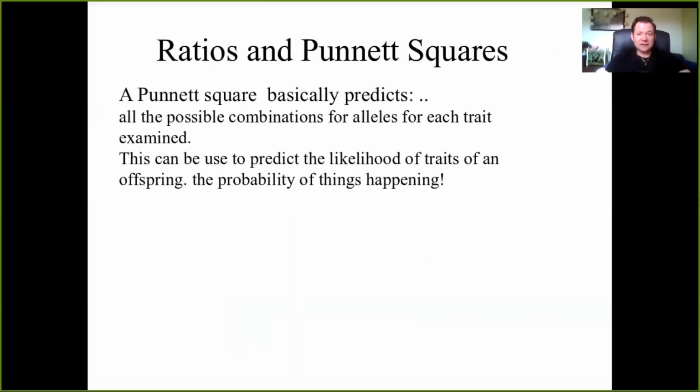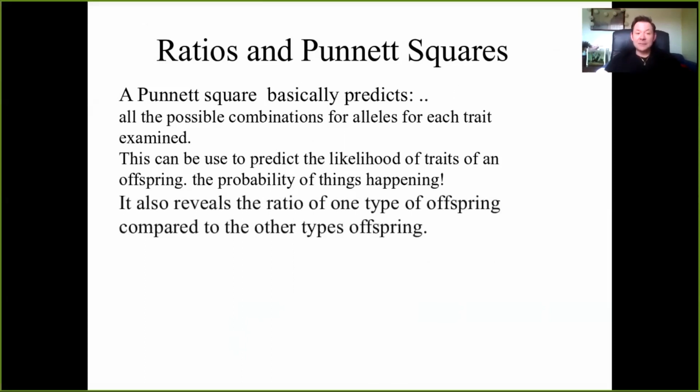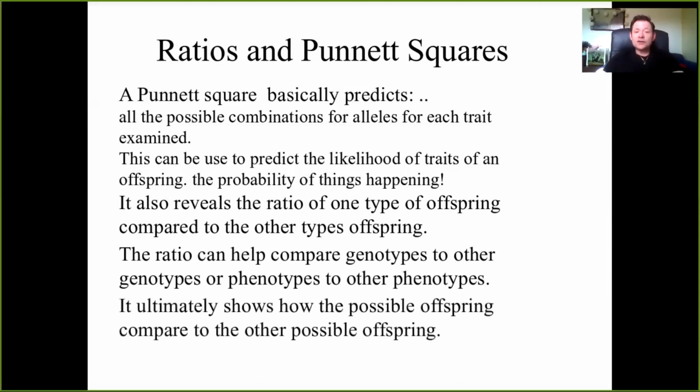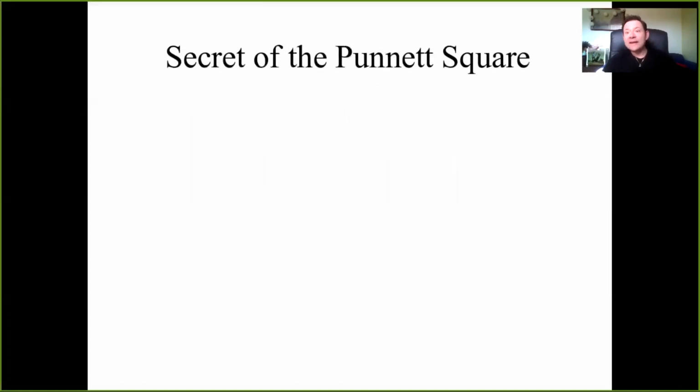So ratios and Punnett squares. A Punnett square basically predicts all the possible combinations of alleles for each trait examined. This can be used to predict the likelihood of traits of an offspring, the probability of things happening. It also reveals the ratio of one type of offspring compared to the other types. Ratios can help compare genotypes to other genotypes or phenotypes to other phenotypes. It ultimately shows the possible offspring compared to the other possible offspring.